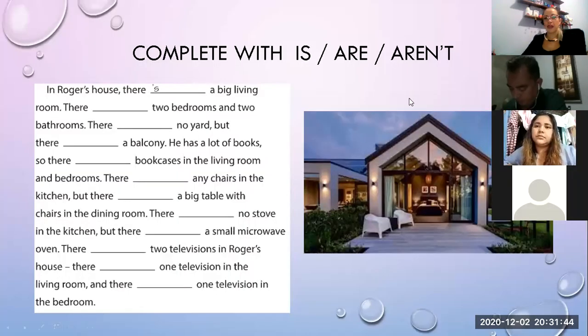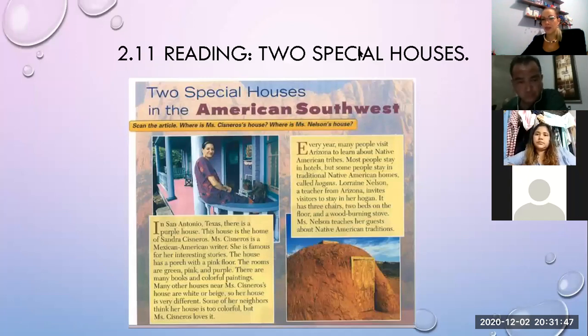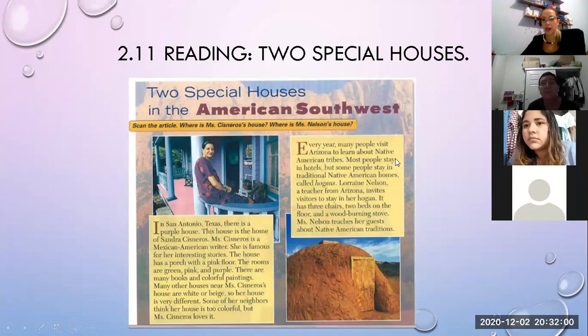Okay, well, in the next part, it's the last thing that you will see in the platform in section number 2, which is the reading about two special houses. The first reading says, every year, many people visit Arizona to learn about Native American tribes. Most people stay in hotels, but some people stay in traditional Native American homes called hogans. Lorraine Nelson, a teacher from Arizona, invites visitors to stay in her hogan. It has three chairs, two beds on the floor, and a wood-burning stove. Mrs. Nelson teaches her guests about Native American traditions.